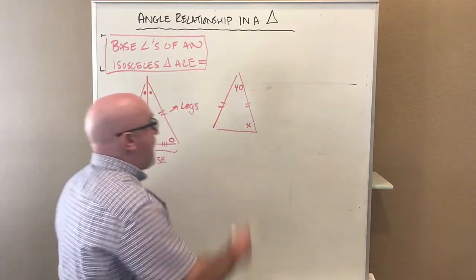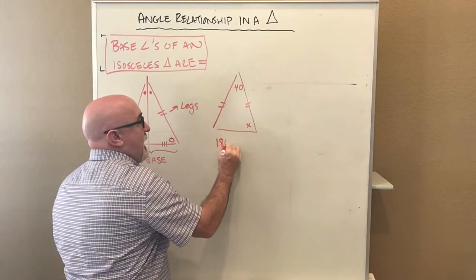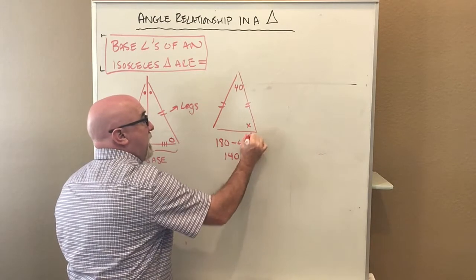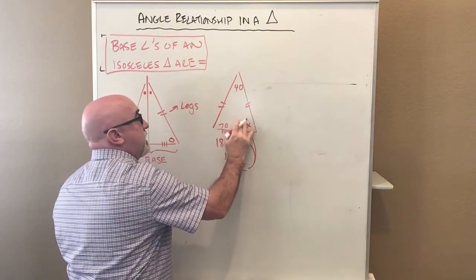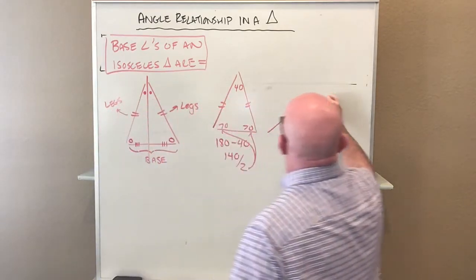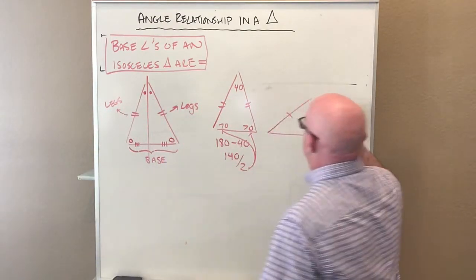But guess what? These have to be the same. So 180 minus 40 is 140, divided by 2 makes these 70 each. That's kind of cool. What about if I give you a base angle in an isosceles?